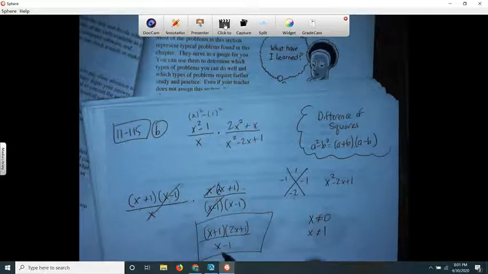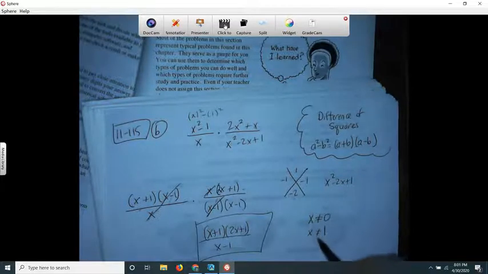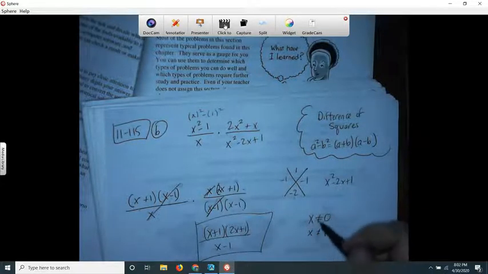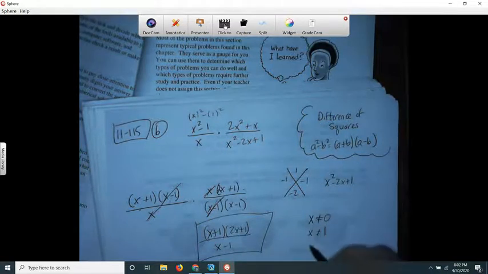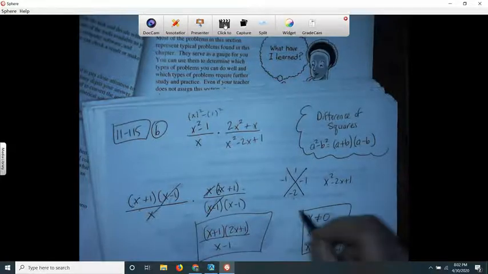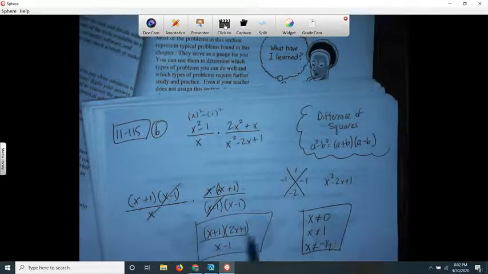But right here, I get another value that I can't have. If I put x as 1, I would get a 0 denominator. So these are from here, and from the original, I had x negative a half. So these are the excluded values, and this is the simplified problem.